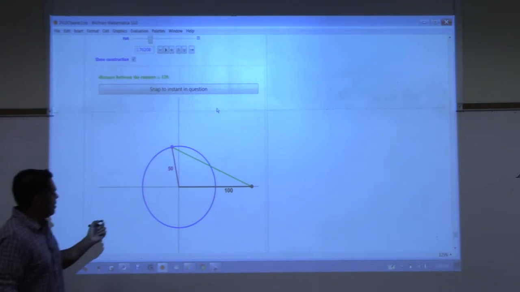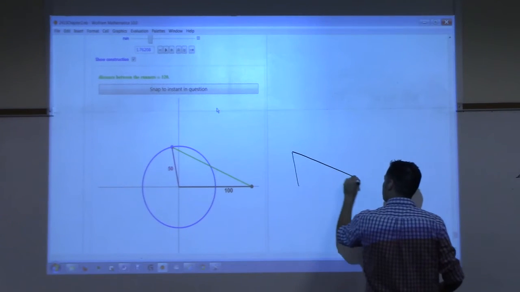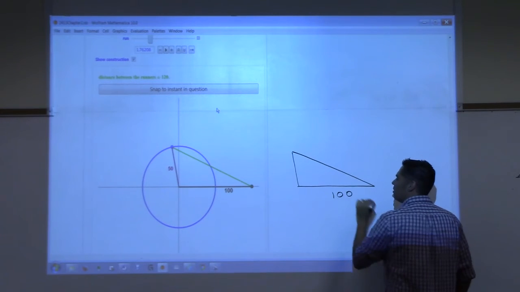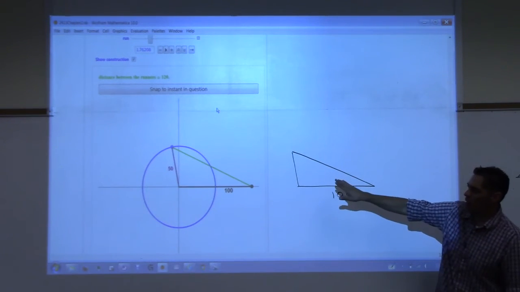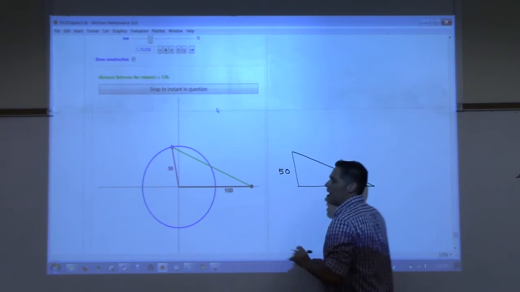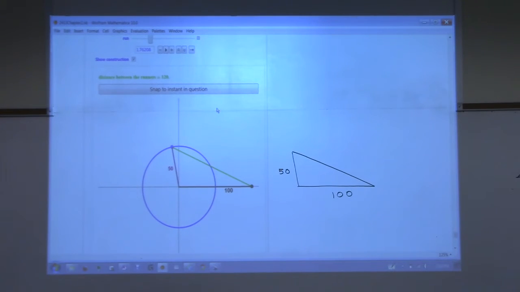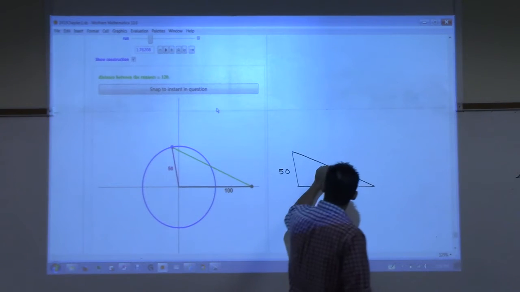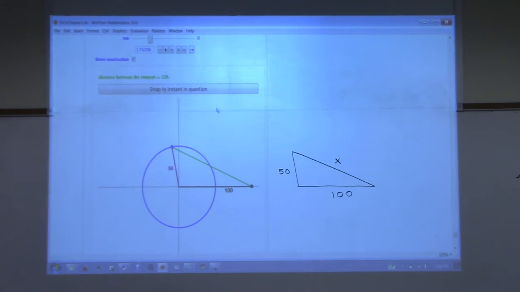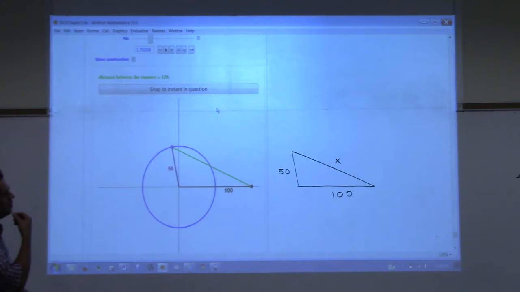So, let me try and draw this. I have a triangle that looks like this. I know that that must always be 100, right? That's not a right triangle, by the way. This has got to be 50 the whole time. That never changes, right? That is always the same in my problem. I'm trying to figure out what this is. That does change, doesn't it? X does change.